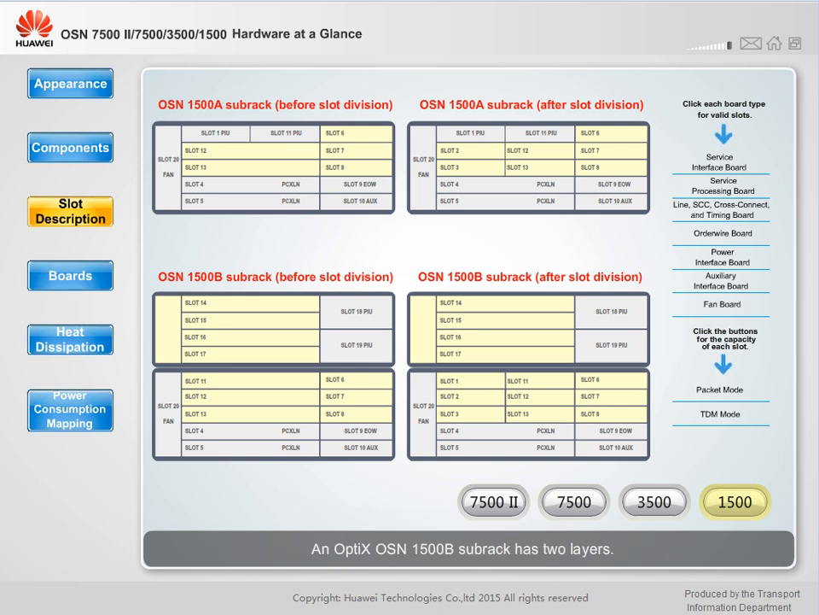An OptiX OSN 1500B subrack has 2 layers. The upper layer has 6 slots for interface and power boards. The lower layer has 11 slots before division and 14 slots after division for processing boards. The access capacity of slots is different before and after slot division. Slots can only be divided before delivery. Do not divide them personally.